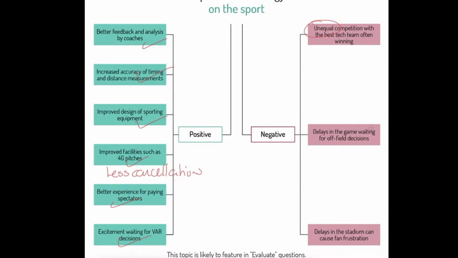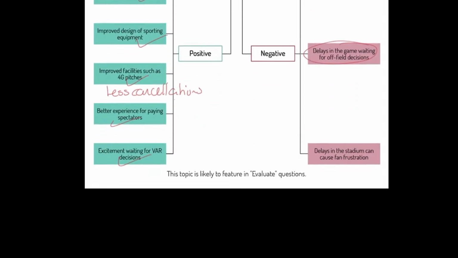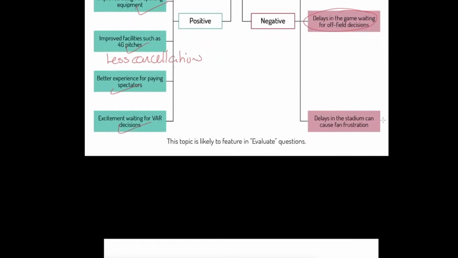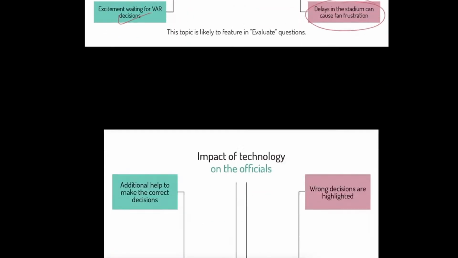Delays in the game, waiting for off-field decisions. So technology can slow everything down. Rugby union springs to mind. Delays in the stadium can cause frustration. So there's some negatives in there as well.